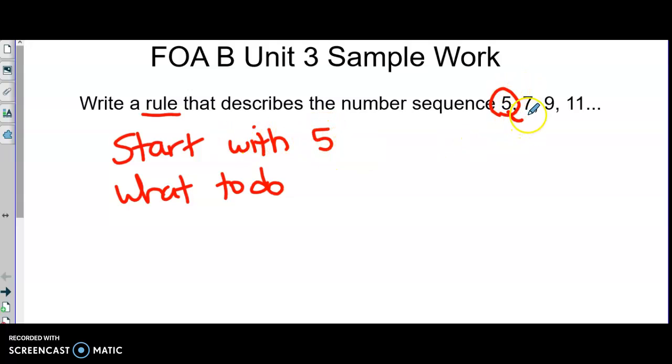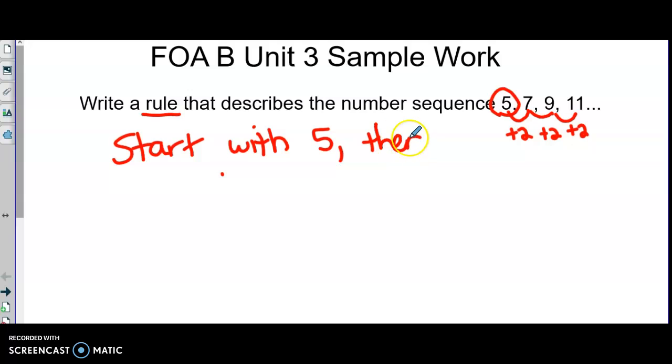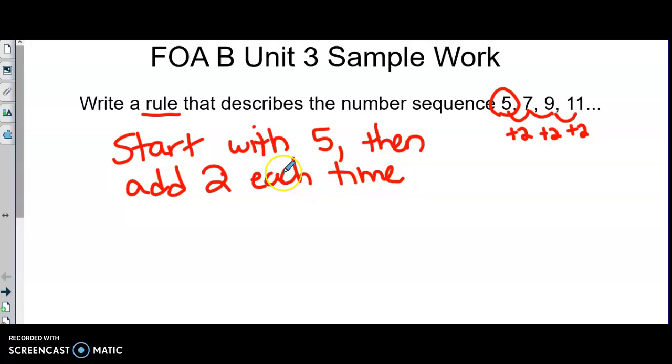And then to get from 5 to 7, we added 2. To get from 7 to 9, we added 2. To get from 9 to 11, we add 2. So you have to start with 5 and you have to add 2 each time. So when we tell them what to do, you can say start with 5 and then add 2 each time. That way anybody could recreate this sequence. They would know what to start with, they would know what to add, so they could get the exact same thing.